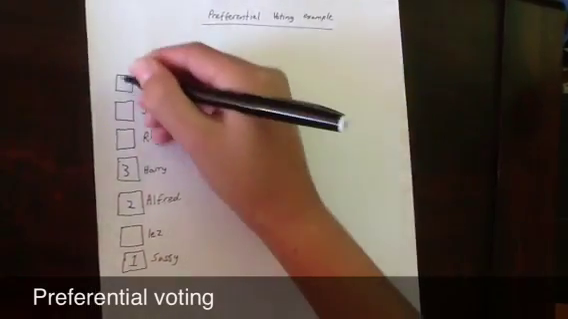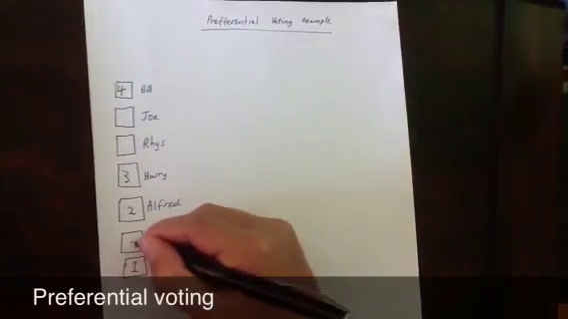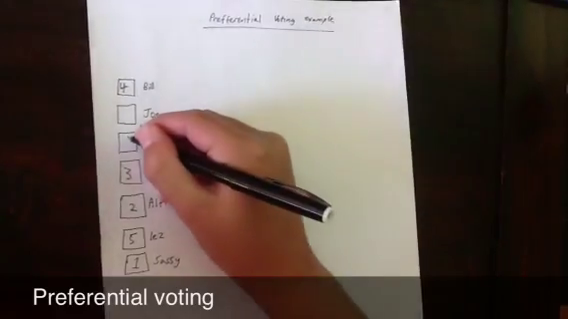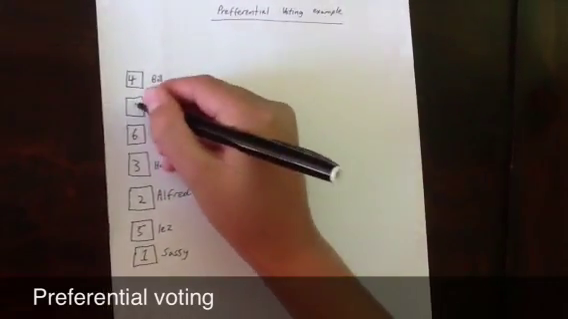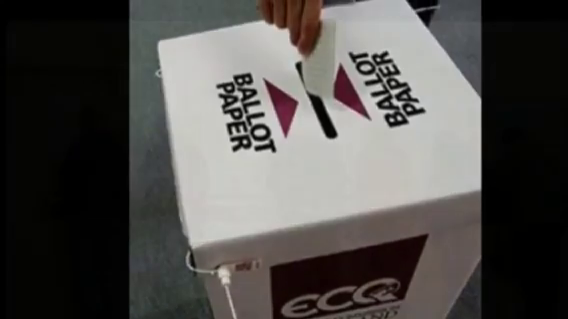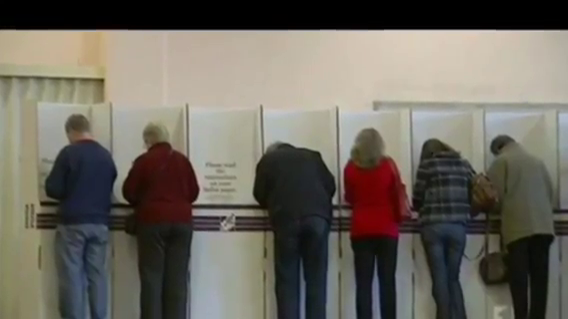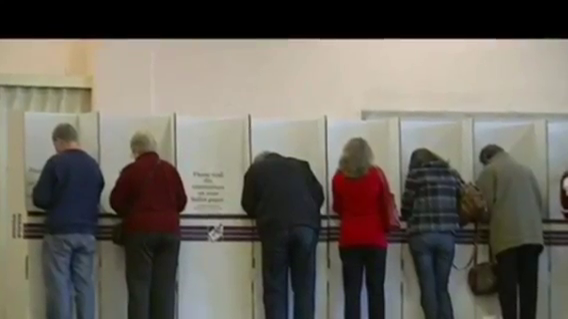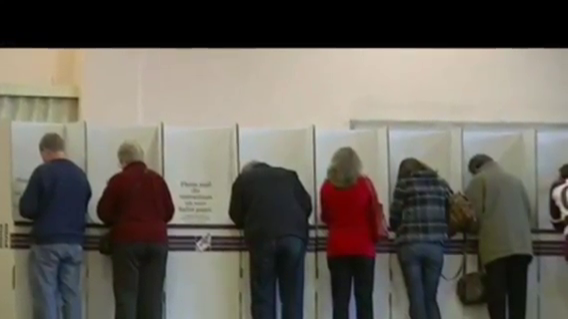This is an example of preferential voting. Everyone 18 years and over must vote. If not, a fine will be given. Because of the secrecy of the ballot, it is not possible to determine whether a person has completed their ballot paper prior to placing it in the ballot box. This is how people vote nowadays.